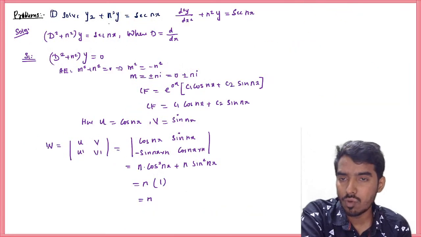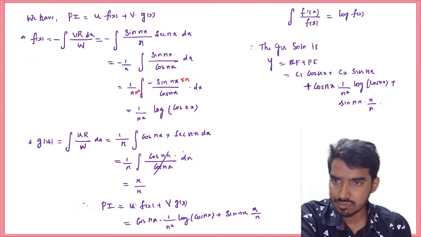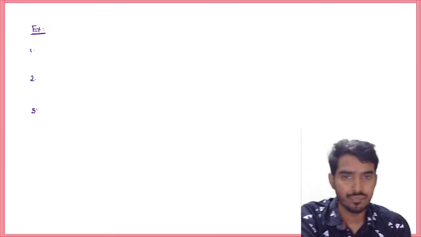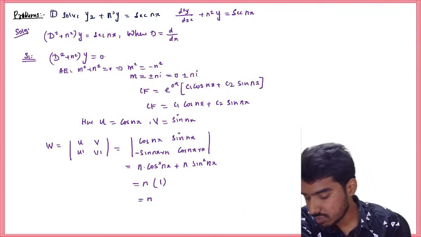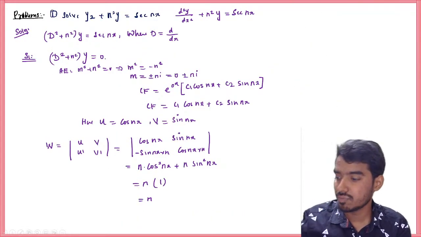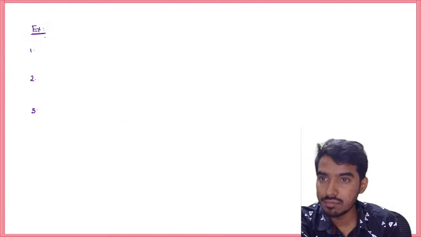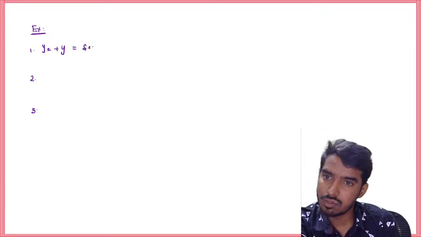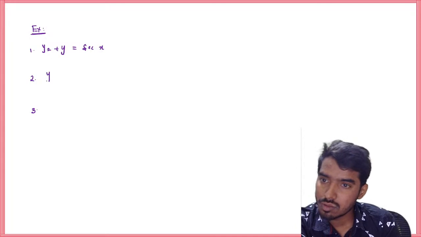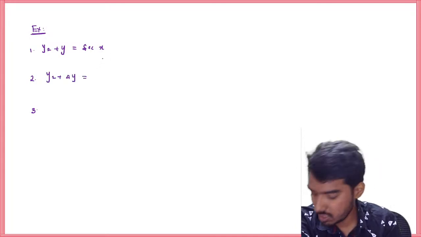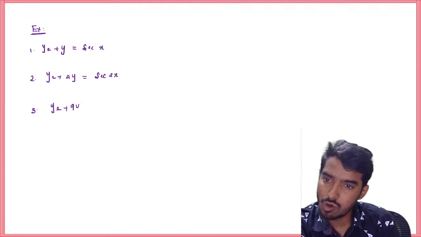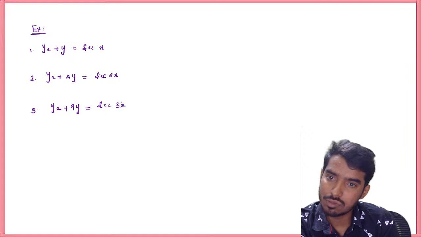So we have solved this. Now from this I'm going to give you 3 problems for exercise, right? 1, 2, 3. The first is d square y by dx square plus y is equal to secant x. The second is d square y by dx square plus 4y is equal to secant 2x. The third is d square y by dx square plus 9y is equal to secant 3x.